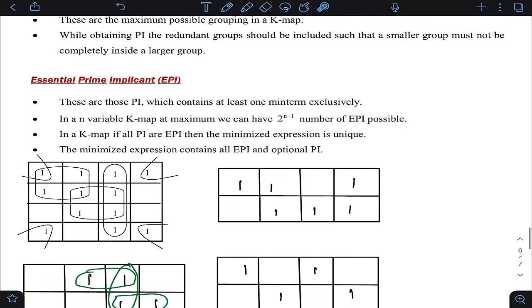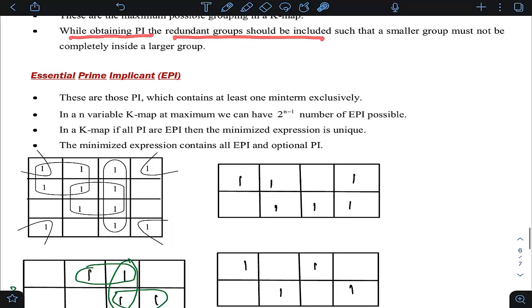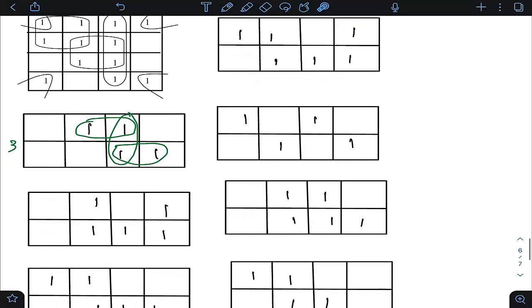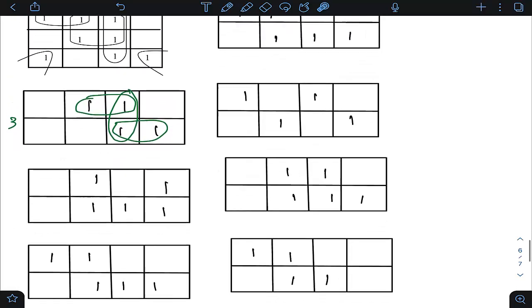So here you see, while obtaining PI, redundant groups should be included. See, this is a redundant group. We will not be making this group if we are obtaining the minimized expression. So redundant groups should be included, such that a smaller group must not be completely inside a larger group. As I said, you cannot have a grouping like this. All right.